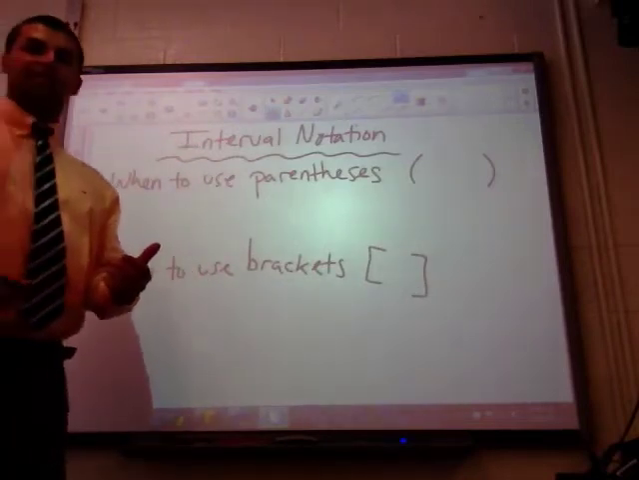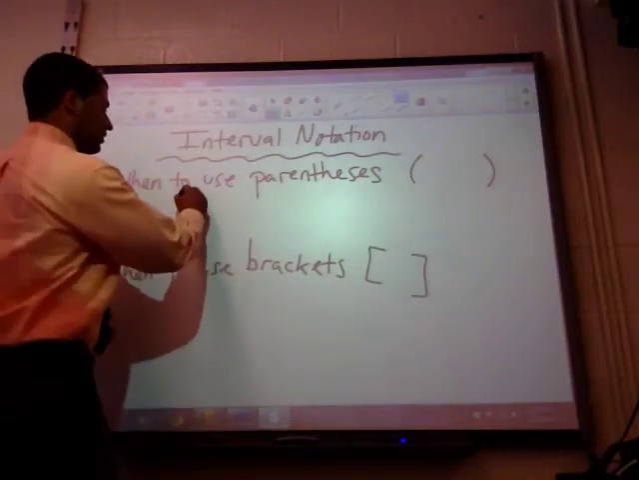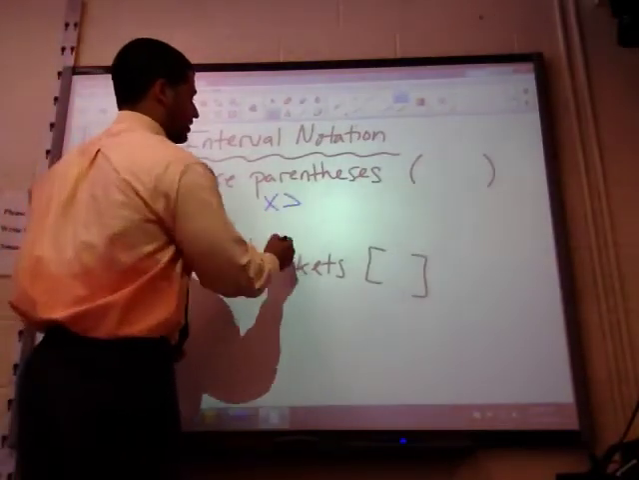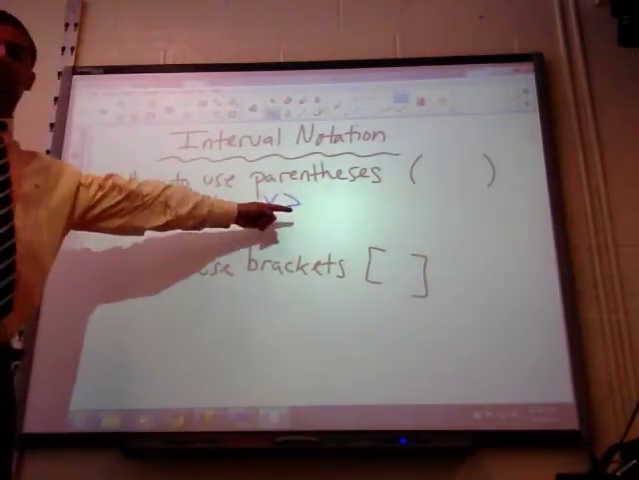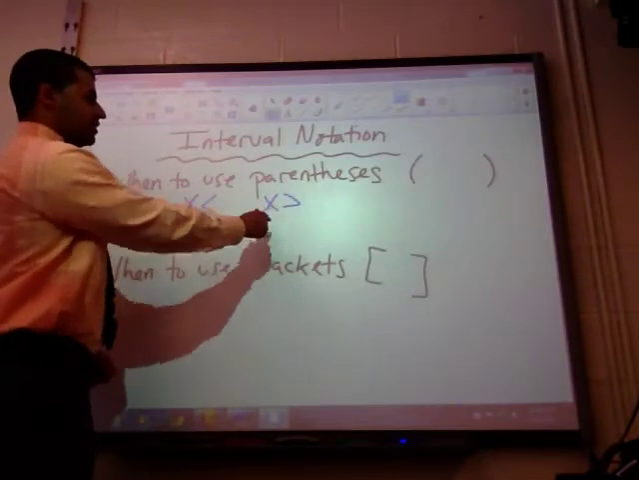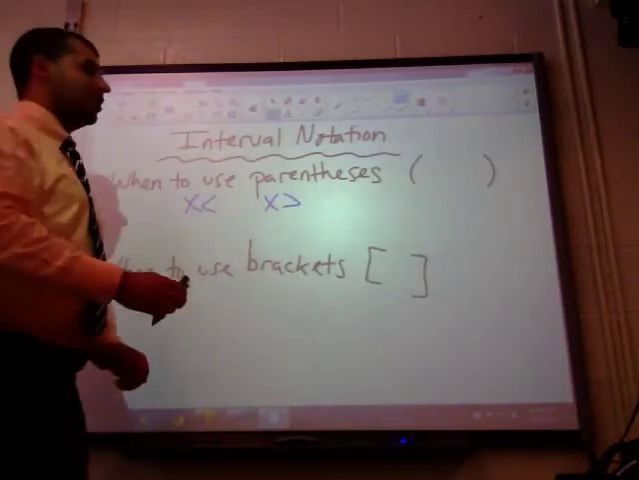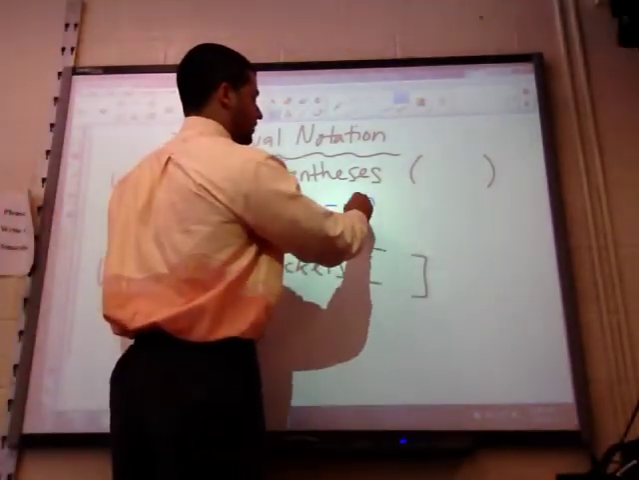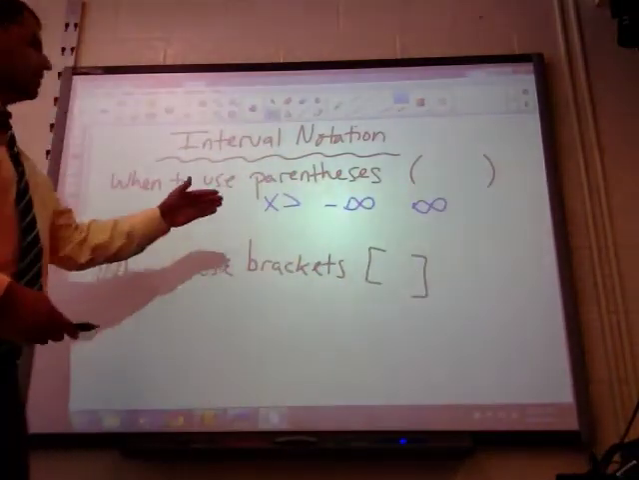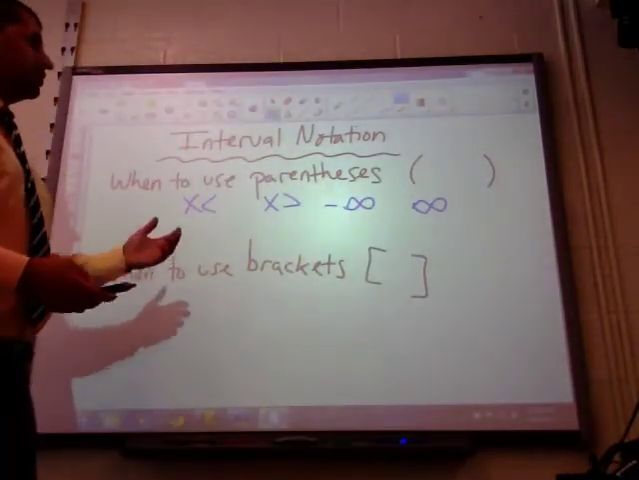So we're going to use parentheses when we have just a less than or just a greater than. Notice that there's no or equal to sign because we don't want the number included. So it's just a less than or just a greater than. The other times we use parentheses is when we involve the negative infinity or the positive infinity. So these four cases would cause us to use parentheses.